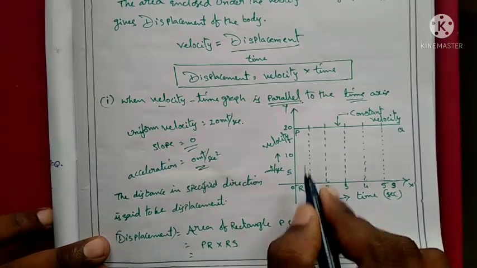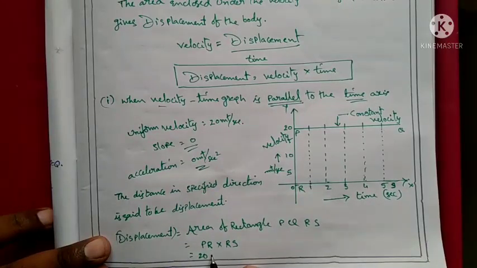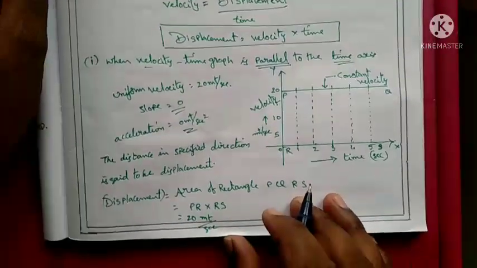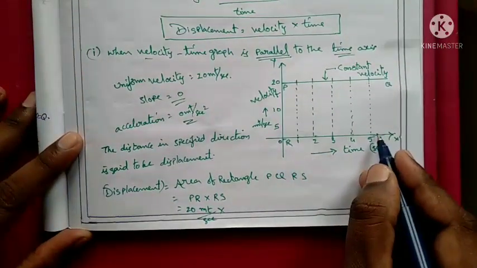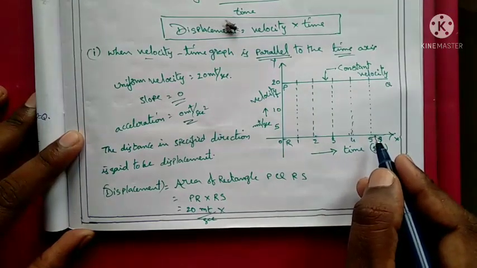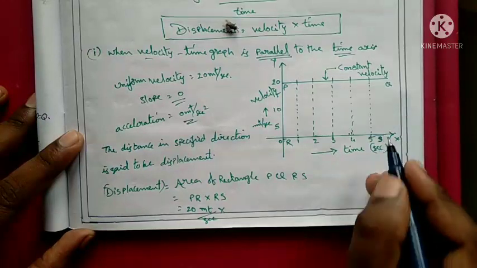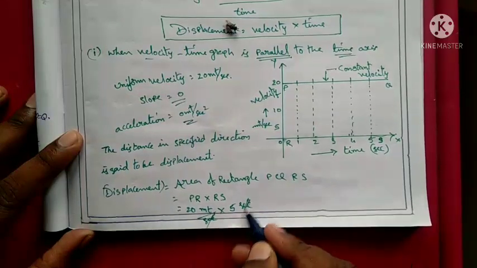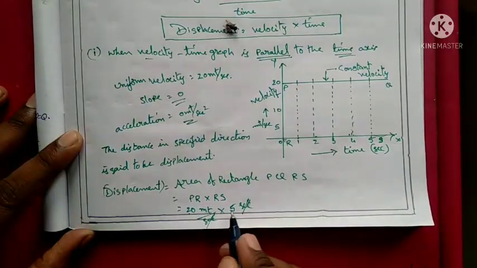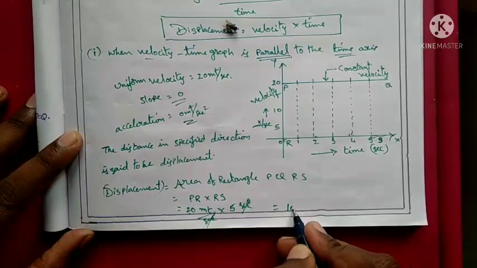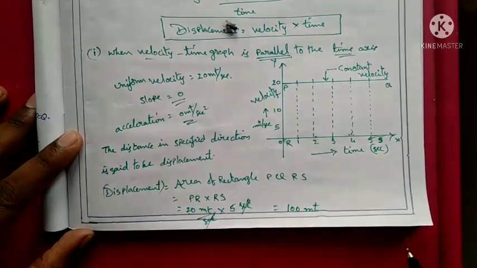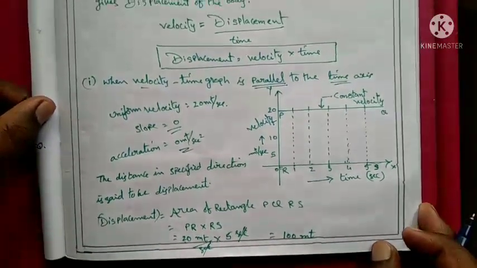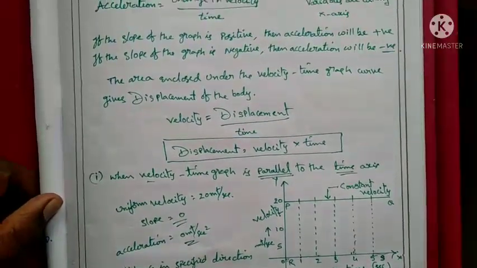So how much is PR? That is equal to 20 meter per second. And RS, how much time? For example, RS is equal to 5 seconds. So the second will be cancelled. So 20 meter into 5, 5 twos are 100. That is 100 meter. So from this lesson on the velocity versus time graph, to understand the concept.